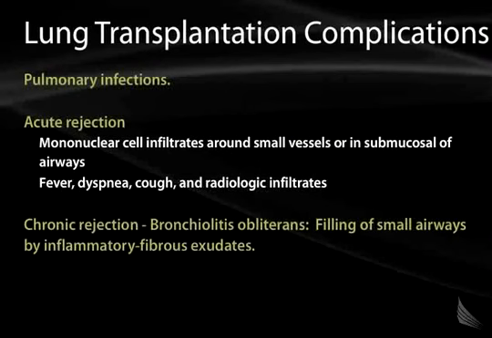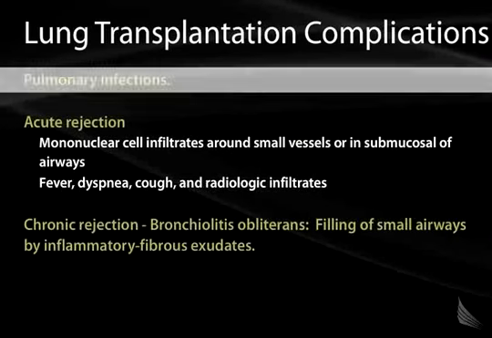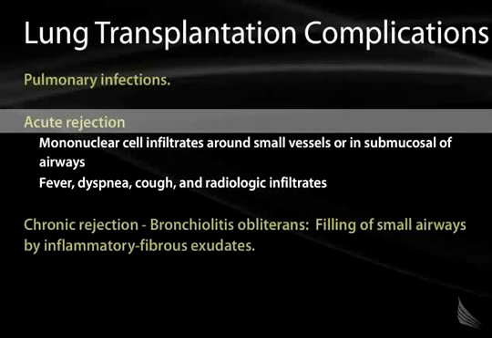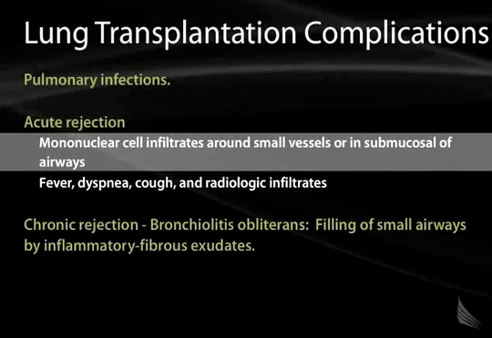Lung transplant complications. When patients have pulmonary arterial hypertension or idiopathic pulmonary fibrosis or another entity such as cystic fibrosis in which they are going to lose their life, lung transplantation is desired. Complications of lung transplantation include pulmonary infections, acute rejection, as well as chronic rejection. With acute rejection, you will have mononuclear cell infiltration around the small vessels as well as the submucosa of the airways. This ends this section.